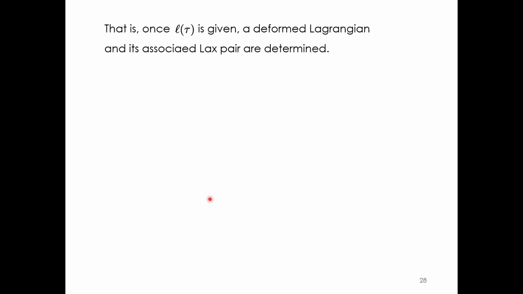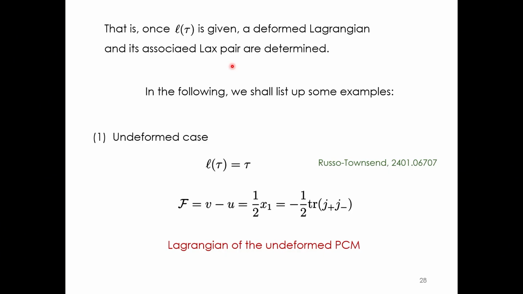Okay, so once L of tau is given, the home Lagrangian and its associated Lax pairs are determined. So this is a Courant-Hilbert scenario. In the following, we shall list some examples of L's. So actually, the possible L's are classified.